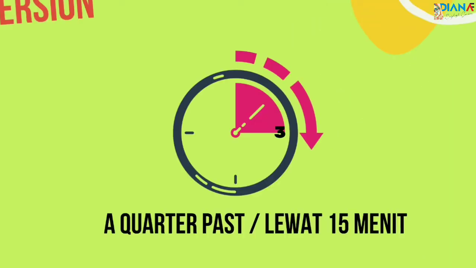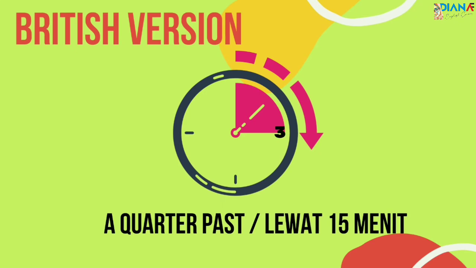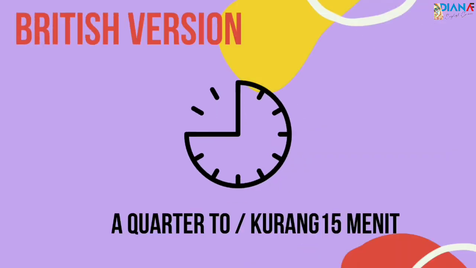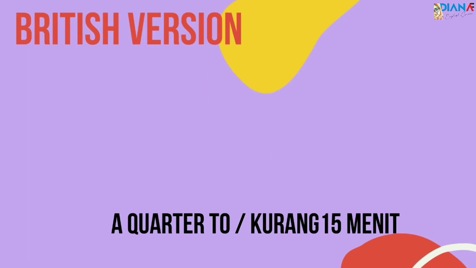And when the minute hand is pointing to the number 3, then we say quarter past. Jadi, jika jarum panjang berada di angka 3, it means quarter past atau lewat 15 menit. Then, when the minute hand is pointing to the number 9, then we say quarter to. Jika jarum panjang berada di angka 9, it means quarter to atau kurang 15 menit.